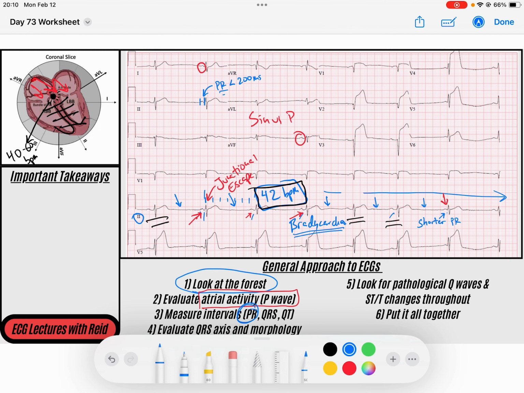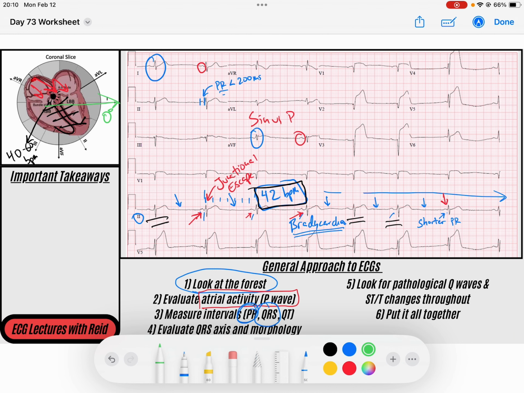Let's talk about our QRS. Our QRS is narrow. It is upright in lead 1. Seems to be kind of isoelectric here in AVF. So that tells me that it's going towards lead 1 and perpendicular to AVF. So my QRS axis is probably straight towards lead 1 at 0 degrees. And so that's okay. That's normal.